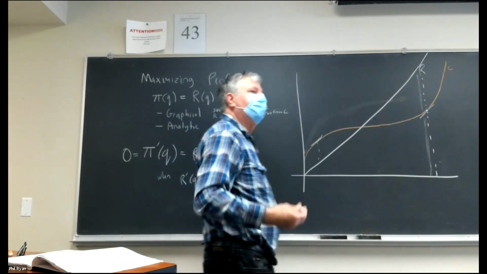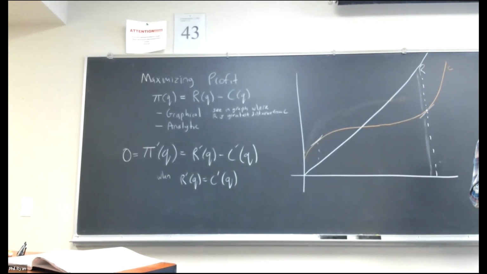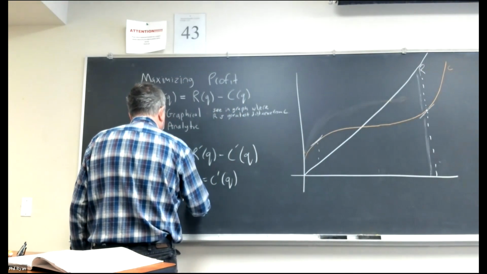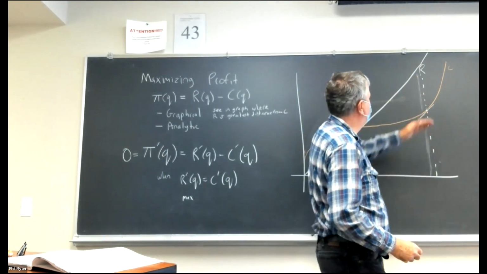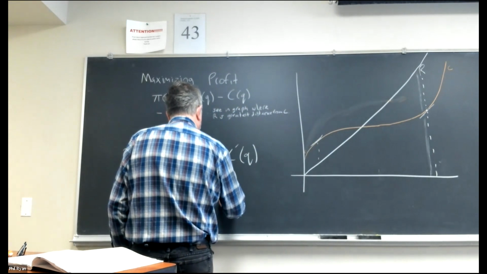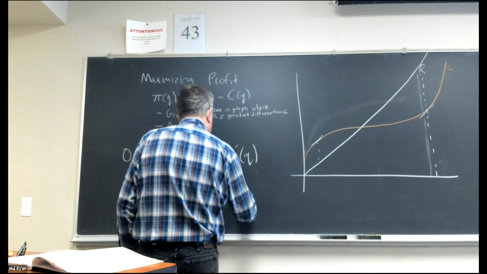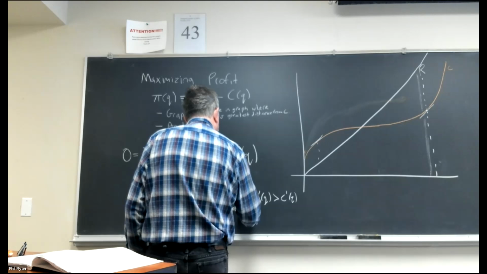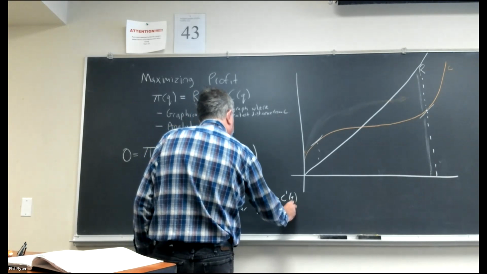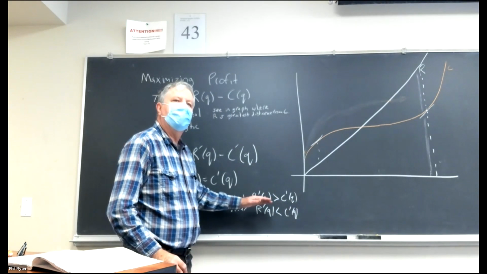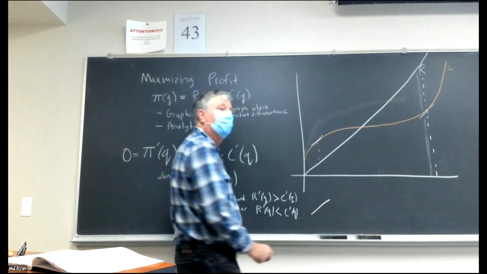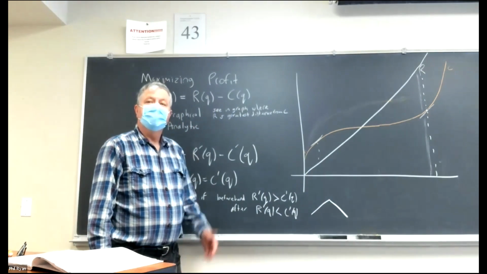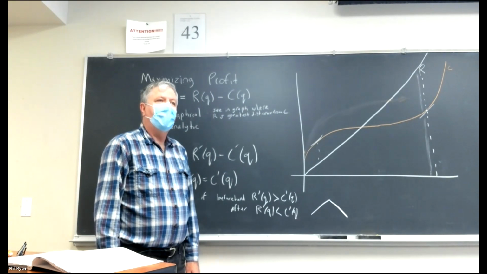At the same time, just like we did before, we should always analyze our extrema to check that it is a maximum. And so when is it a maxima? Well, it's a maxima if beforehand marginal revenue was greater than marginal cost, and after, marginal revenue is less than marginal cost. Because if beforehand marginal revenue was bigger than marginal cost, that means profit's going up. And afterwards, if marginal revenue is less than marginal cost, that means we're going down. So that's a straightforward maxima.